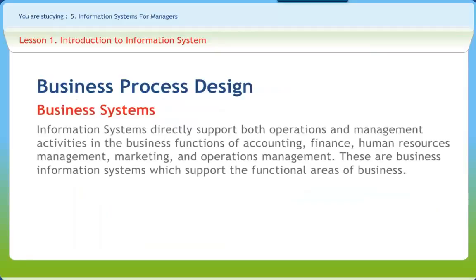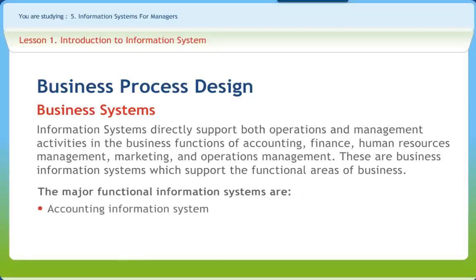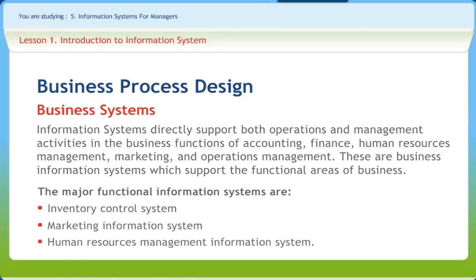Information systems directly support both operations and management activity in the business functions of accounting, finance, human resource management, marketing, and operations management. These are business information systems which support the functional areas of the business. The major functional information systems are accounting information systems, finance information systems, product scheduling systems, inventory control systems, marketing information systems, and human resource management information systems.